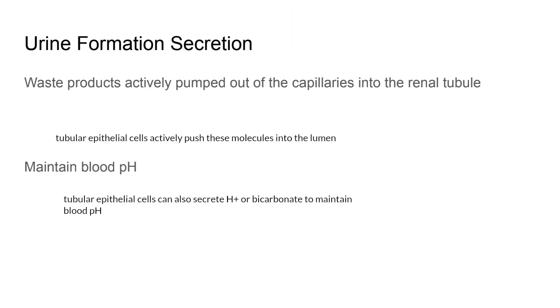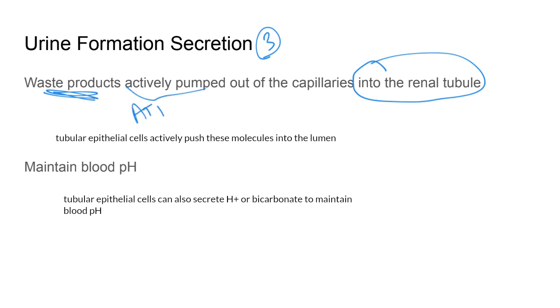So let's look at step 3 in urine formation, which is secretion. So we have filtration, reabsorption, and now we have secretion. During secretion, what we're actually secreting are waste products. We're actively pumping waste products out of those capillaries that surround the tubules and into the renal tubule. The fluid that is left in the renal tubule is what is going to become the urine. So they're actively pumping them, which requires energy because it's a form of active transport.